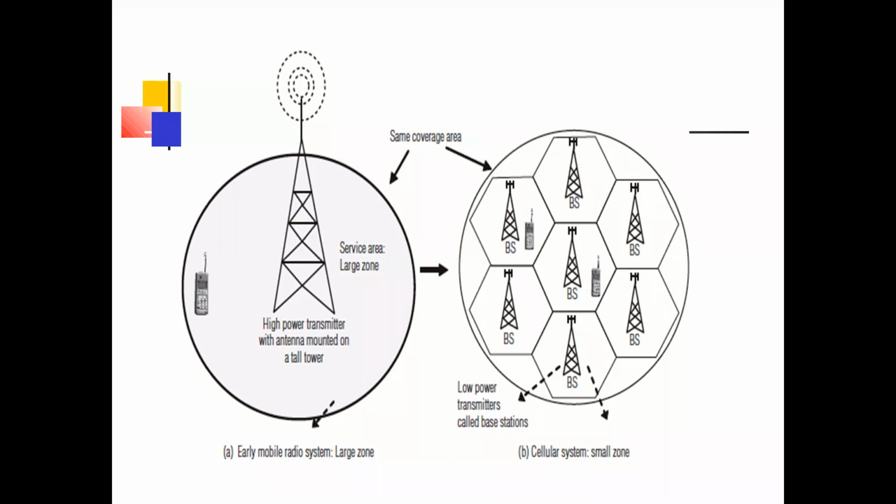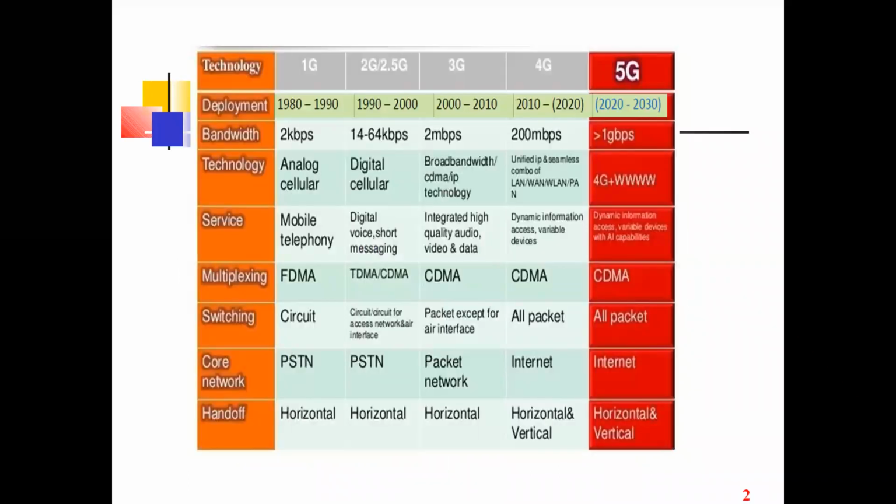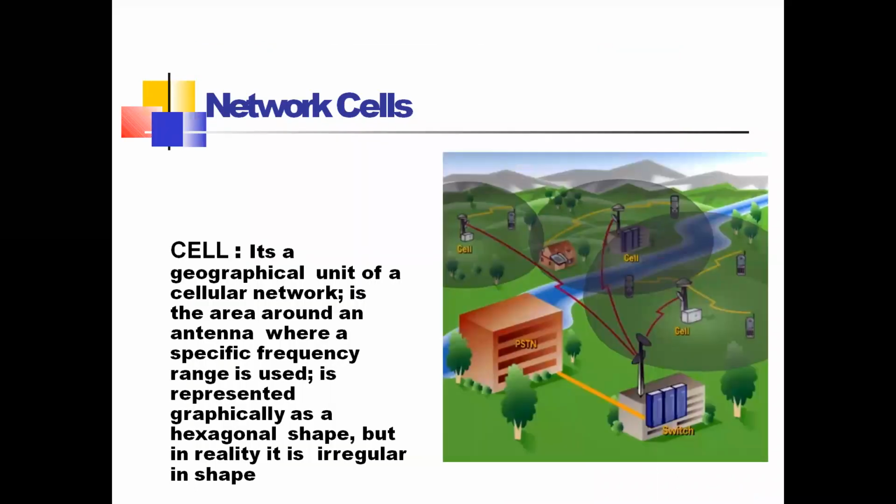To avoid these situations, this is converted into small coverage areas with low power transmitting antennas. Low power transmitting antennas are used for this. For each low power transmitting antenna, we are using a cell. A cell is basically a small geographical coverage area. This is also called a base station. For each base station, we use low power transmitting antennas.